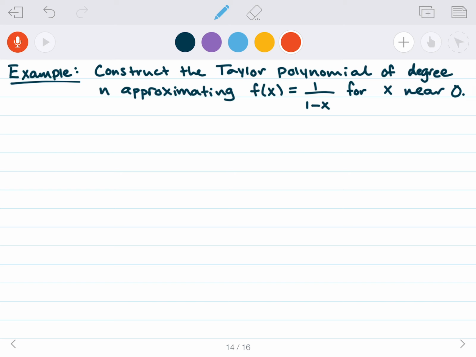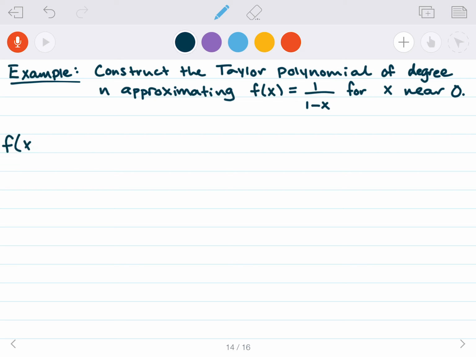Okay, let's do another example. Construct the Taylor polynomial of degree n. So they just tell us degree n. We have n terms here. f of x equals 1 over 1 minus x for x near 0. So let's build our columns here.